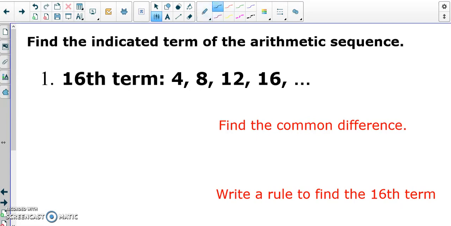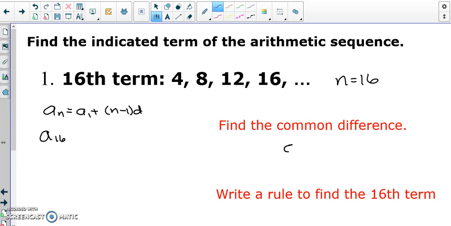I know it's on the other side of your guided notes, but our formula is a sub n equals a sub 1 plus, and in parentheses, n minus 1 times d. So now all we have to do is find the 16th term. So that means our n equals 16. So we'll write a sub 16.